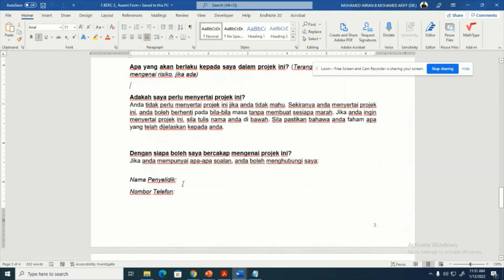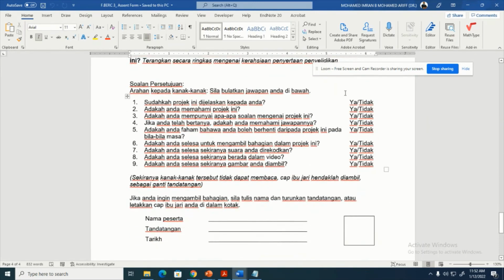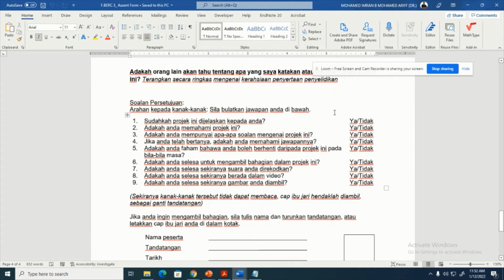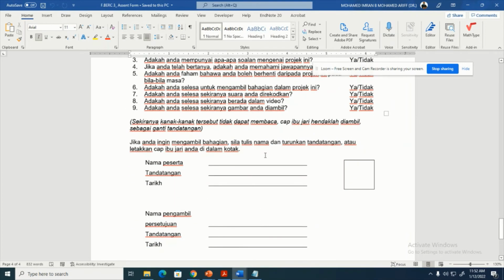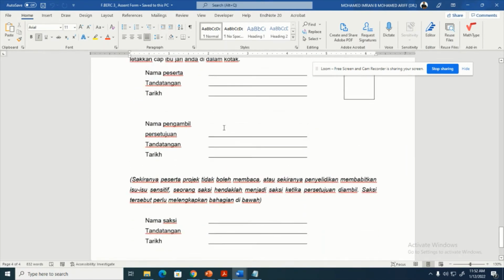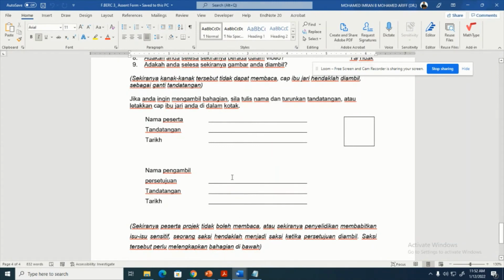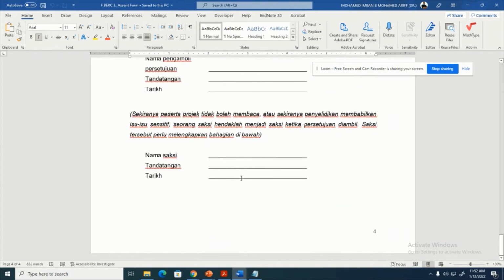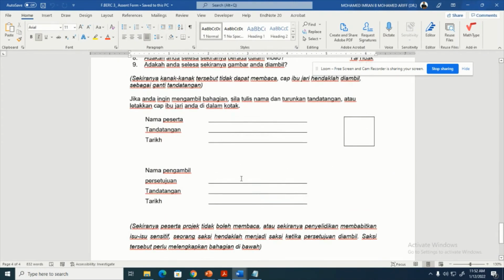All right, and the student's name or researcher's name, phone number, and some questions if your human participants are kids, and you need to get their signature or thumbprint, and maybe their guardian can also sign off here. Okay, and a witness here. So these 3 forms, form 1, 2, and 3, are needed for human participation research.